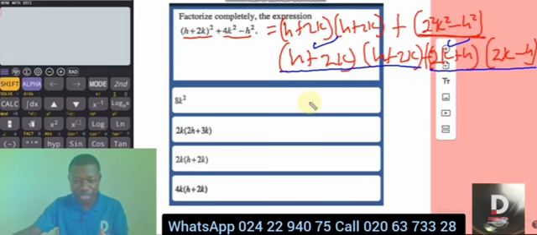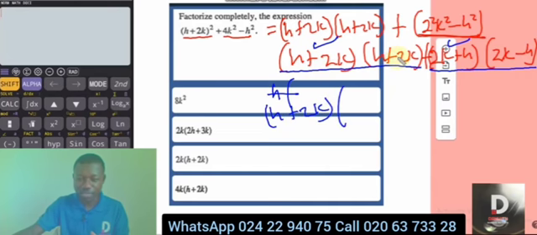So no matter the arrangement, they are the same. So let's pick the one with alphabetical order. H and k, which one comes first? H before k. So I'm picking that one. I'll pick h plus 2k. That is a common factor here.